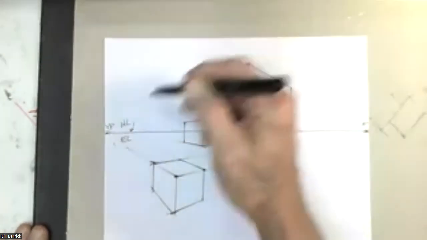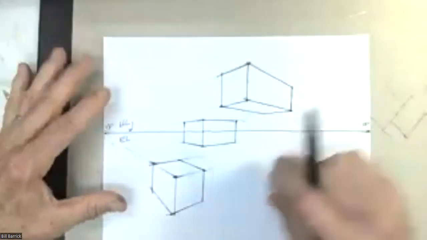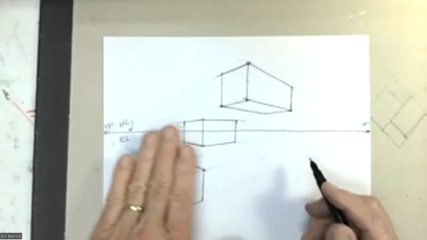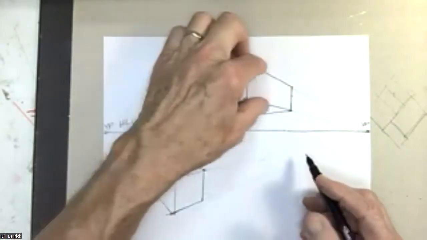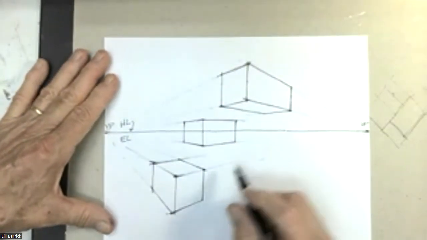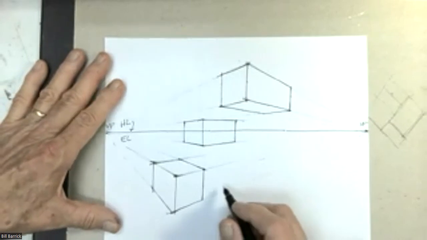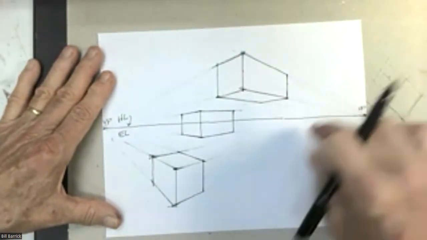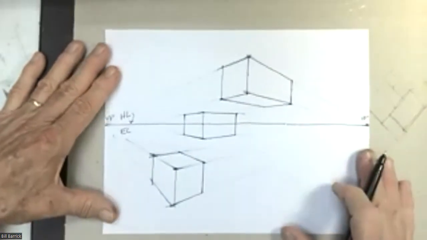Okay, so for your assignment, I want you to fill up this page. So here's the three scenarios: below the horizon, at the horizon, and above. Fill up this page and use a lot of overlap. So watch what I'm going to do here with this. Instead of just having little tiny boxes, I'm going to give this some real depth.